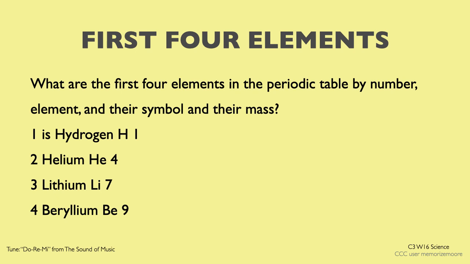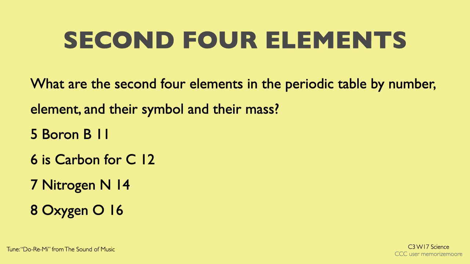What are the first 4 elements in the periodic table by number, element, and their symbol and their mass? 1 is hydrogen, H1, 2, helium, He4, 3, lithium, Li7, 4, beryllium, Be9.